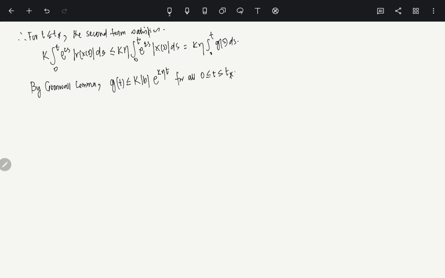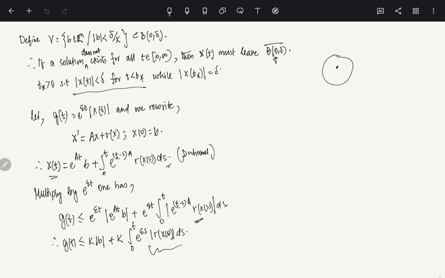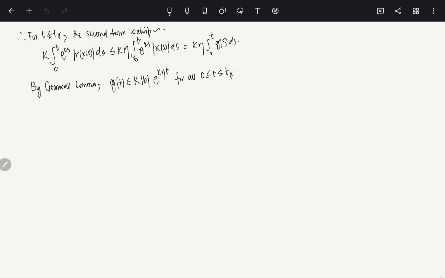Okay, now if you just look at what is g of t. See, what is g of t? It is e power epsilon t times norm of x of t. So therefore what you have is the norm of x of t is e power minus epsilon t times g of t. Yes, now if we put everything together, it is less than or equal to k times mod b e power (k eta minus epsilon) t.